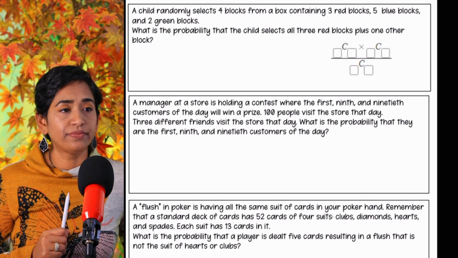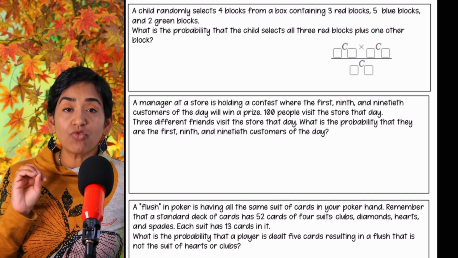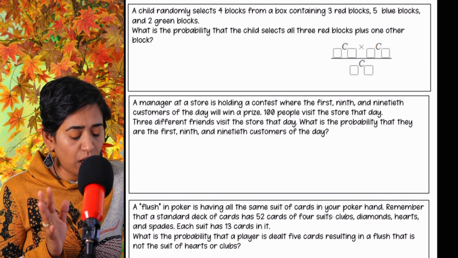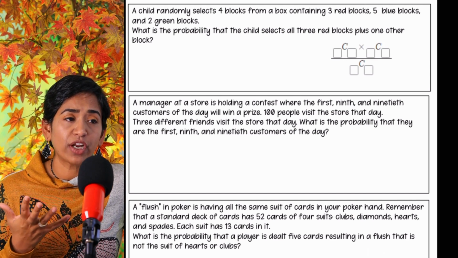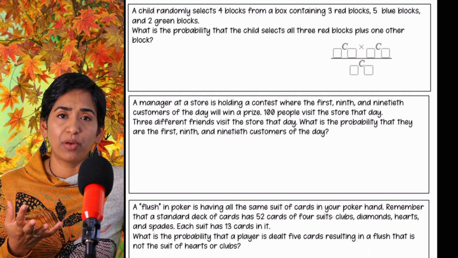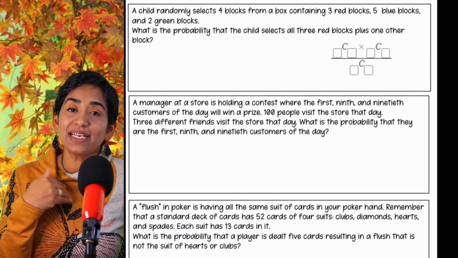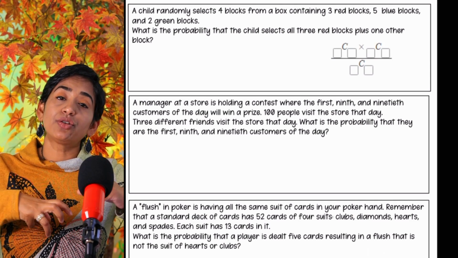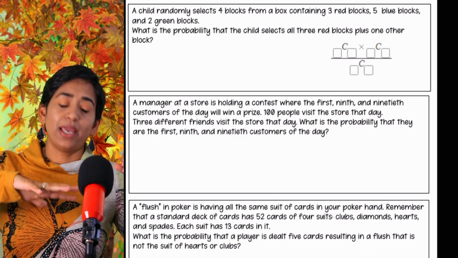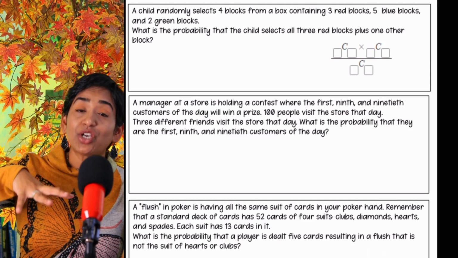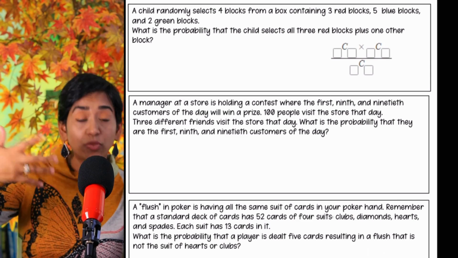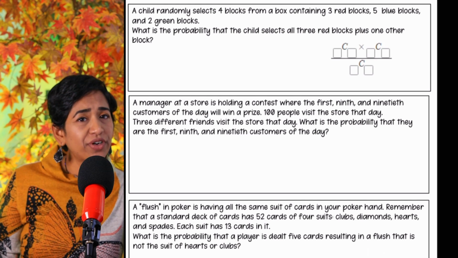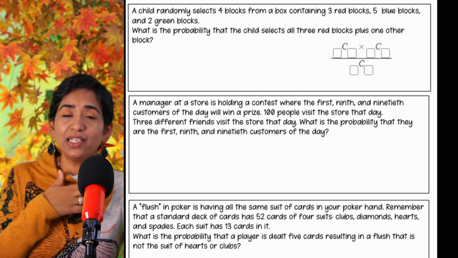All right. A child randomly selects 4 blocks from a box containing 3 red blocks and 2 green blocks. Pause and see if it's a combination or permutation. The child is choosing 4 blocks from 3 red and 5 blue. Does it make a difference which red one comes up first? I don't think so.